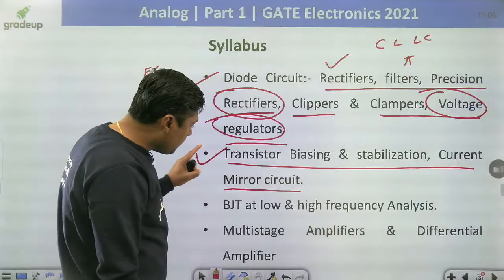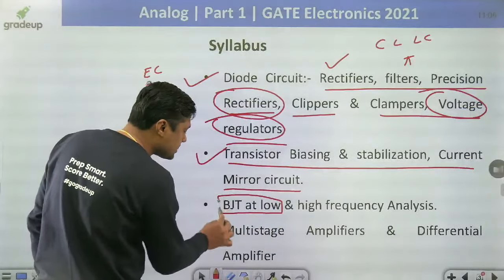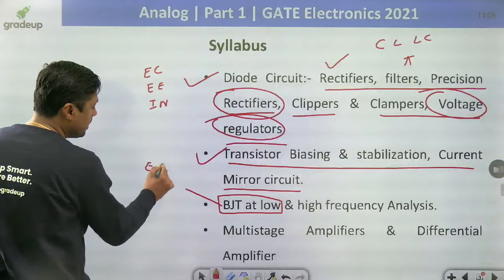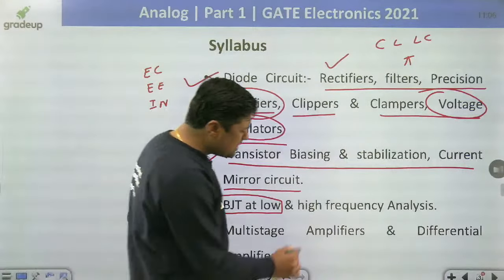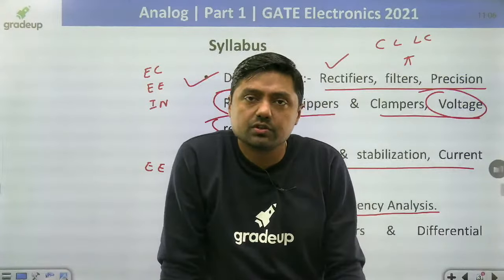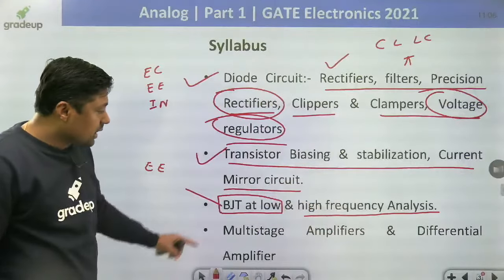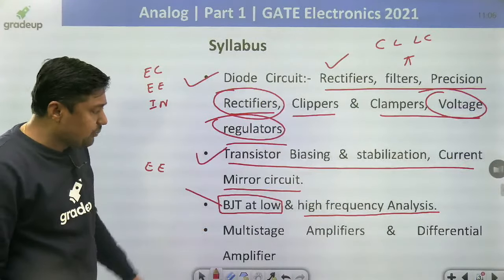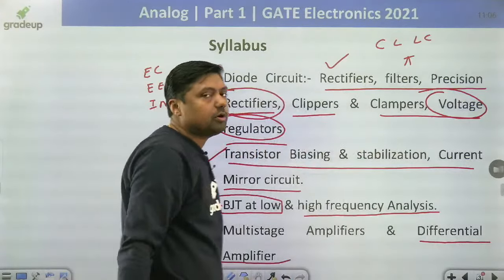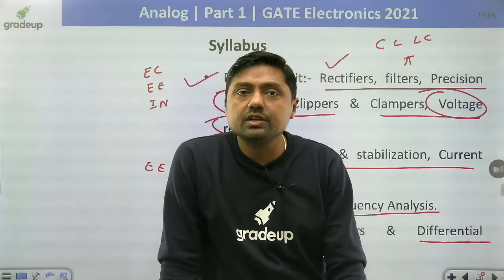So see, BJT at low frequency is important for electrical students. Very basic concept, only the very small signal model. It is important for electrical. Now, high frequency analysis: mainly questions for electronics students. Definitely you will get questions from high frequency analysis. Not so important for electrical students. Then multi-stage amplifier and differential amplifier. Differential amplifier means CMRR, common mode rejection ratio, AD and AC. This concept is used in case of what?